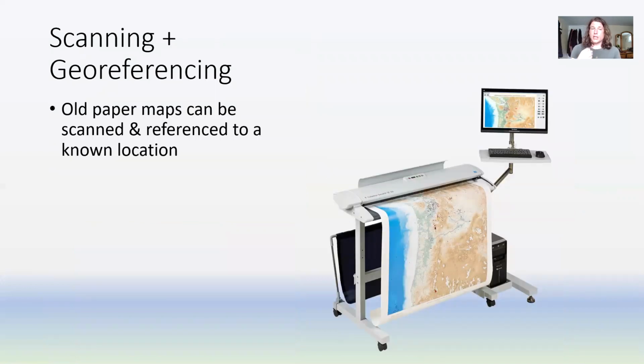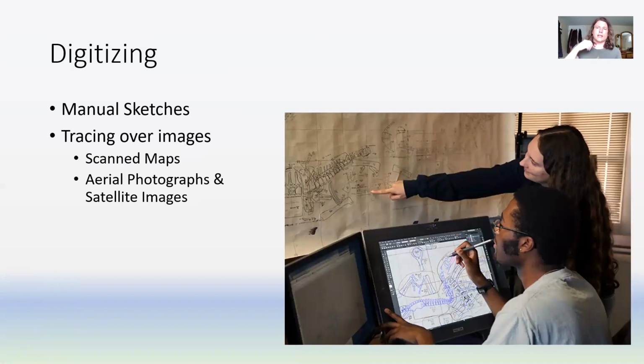Other ways to get data into a GIS, you can scan and georeference old paper maps. So you're actually going to get a bit of an intro to that in Lab 1. I've got a whole video showing you how to georeference, so I'm not going to belabor this point. And then there's digitizing, where you can either do a manual sketch or trace over a pre-existing image. That would be tracing over a scanned map or aerial photographs or satellite images. So you're also going to get a little bit of practice with digitizing in Lab 1, and then we'll probably do some more complex digitizing later on down the line.